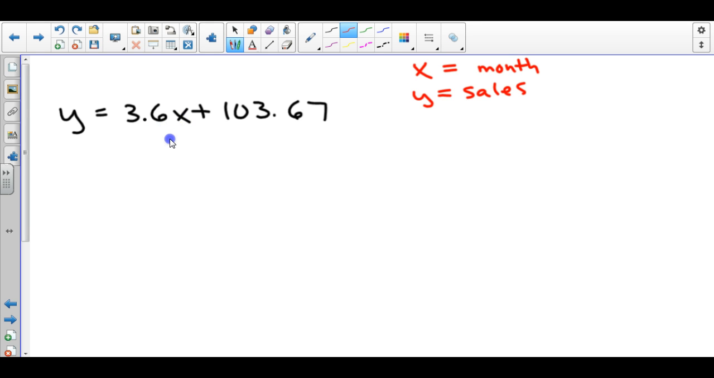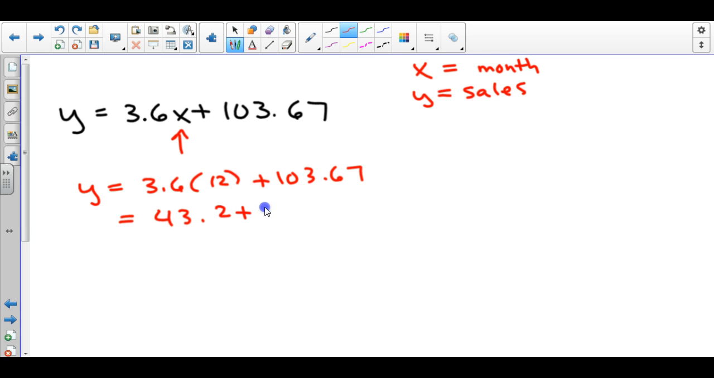So if I were to give you the 12th month, I'm giving you an X value. So this is an input if I give you 12. So Y equals 3.6 times 12 plus 103.67. What you would do first in your calculator, order of operations, you're going to do the multiplication here. 43.2 plus 103.67, and I get 146.87, which was our answer from before. In the 12th month, we made about 146, 147 car sales. That was if I give you input, we found the output.